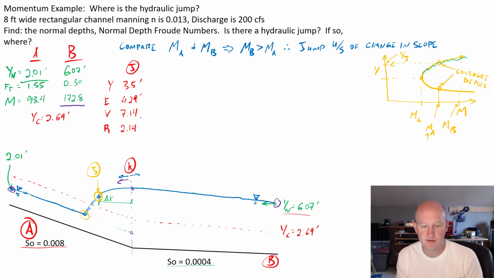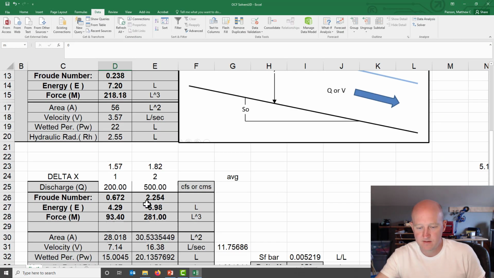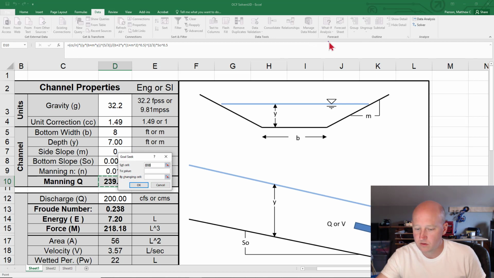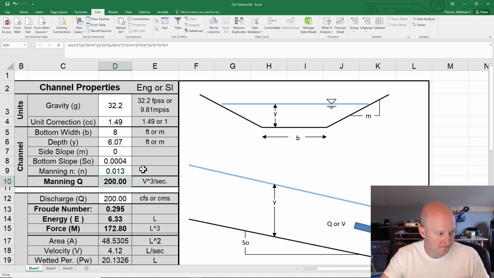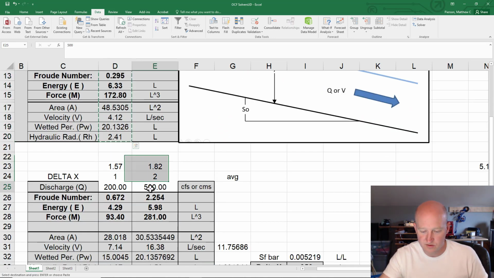So we also need to get that information for section K, which is normal depth for the section downstream. So we need to go back to our spreadsheet to get that information. So we're going to solve for normal conditions downstream. So we've got this bottom slope in, and we're going to goal seek that to 200. So we've already done this once. And now I'm going to go ahead and copy this information into the second part.